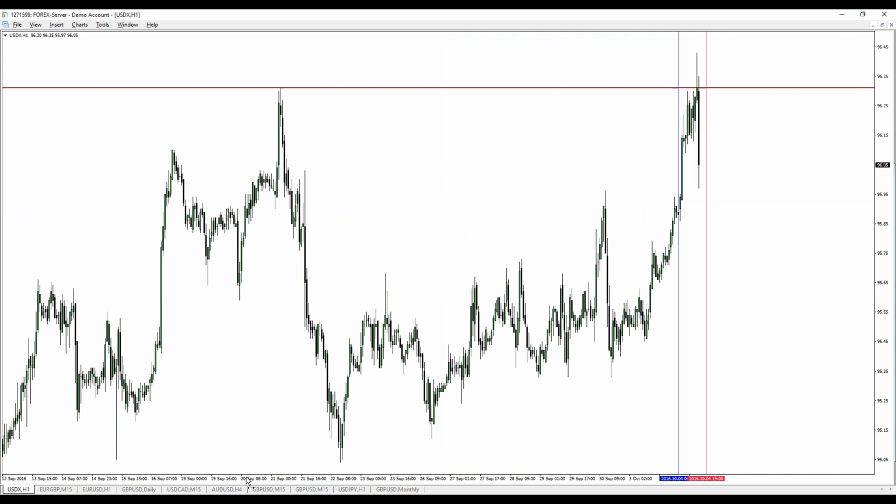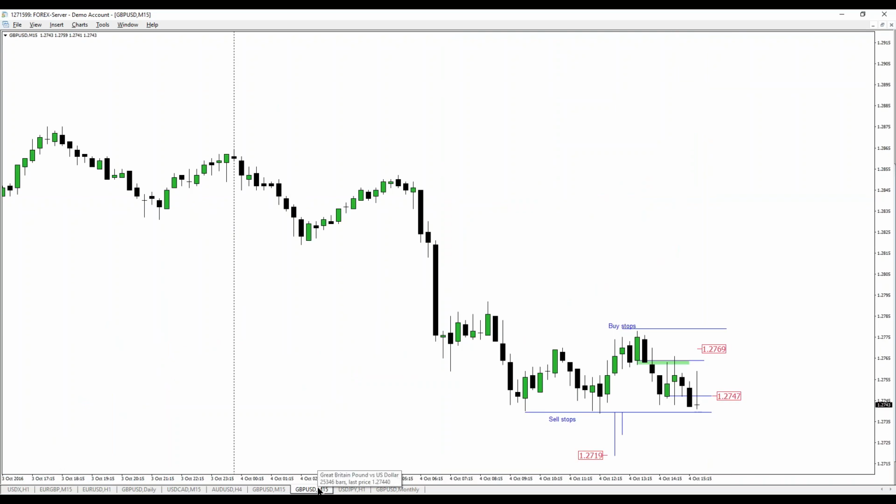Dollar softer. Cable not wanting to go higher. With that dollar surge like that lower, you should have seen cable surge higher. And it wants those sell stops. If it's going to do it, it's going to take those sell stops first.